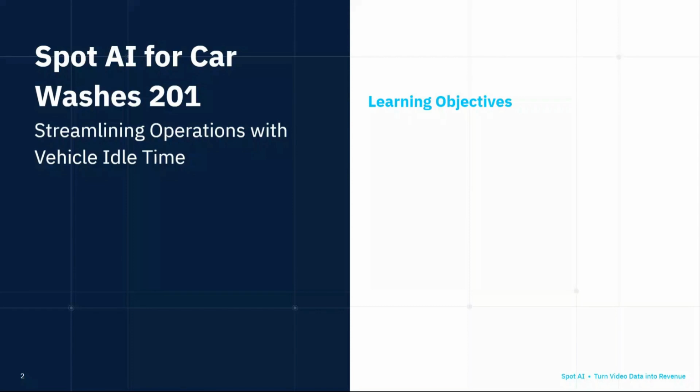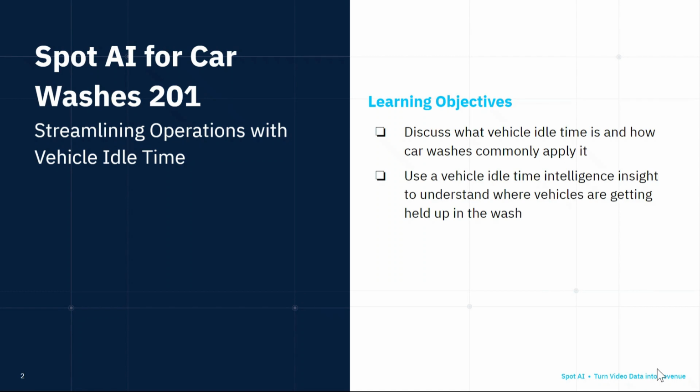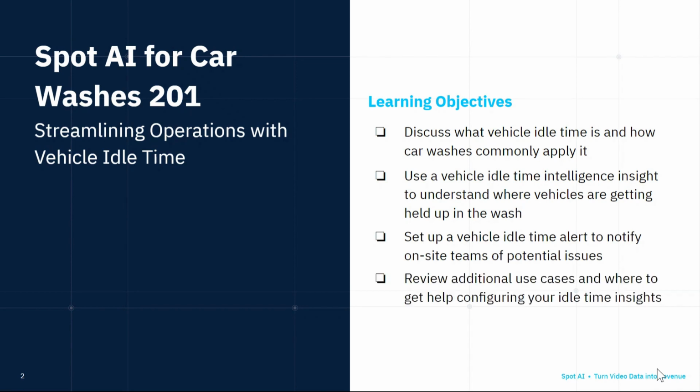This short video series is designed to help car wash team members and operators get the most out of their Spot AI systems. In Spot AI for Car Washes 201, we'll discuss how anyone can easily implement AI insights and alerts for idle vehicles to streamline operations and improve throughput at your wash. We'll review what vehicle idle time is and how car washes are using it. We'll walk through how to set up and use a vehicle idle time insight in 2 minutes or less. We'll share how to set up a vehicle idle time alert, and we'll share other common car wash use cases, as well as resources if you'd like help getting your idle time insights configured.